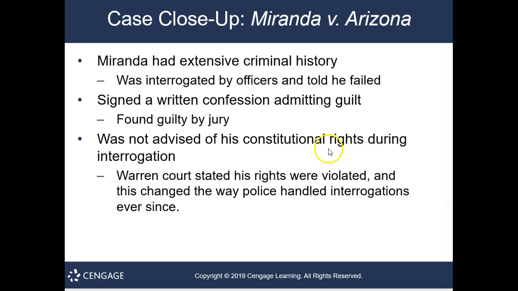Okay. Now, Miranda had an extensive criminal history. He was interrogated by police and told he failed the interrogation, meaning that they had information on him that he was doing the things he said he wasn't doing. He then signed a confession admitting his guilt. He was found guilty by the jury, as would be absolutely standard. He was not advised of his constitutional rights during interrogation, and the Warren court stated his rights were violated.